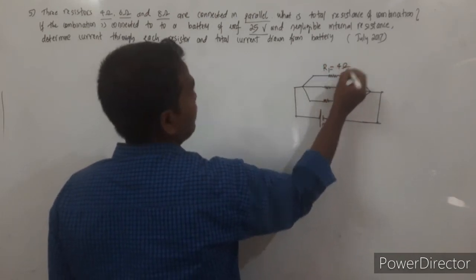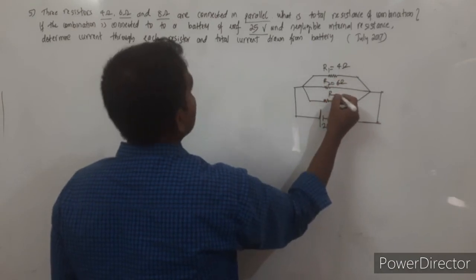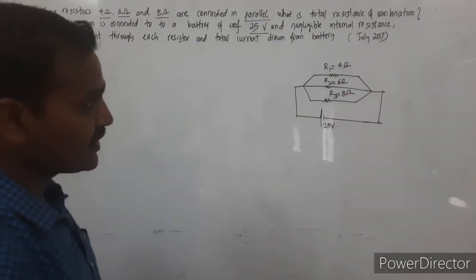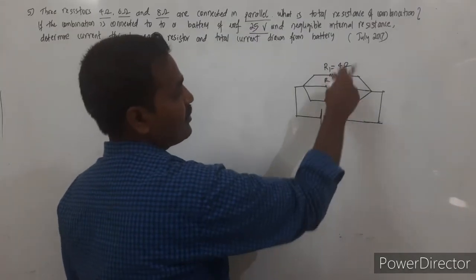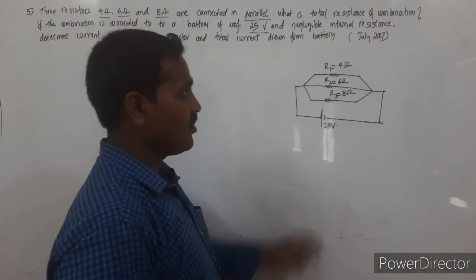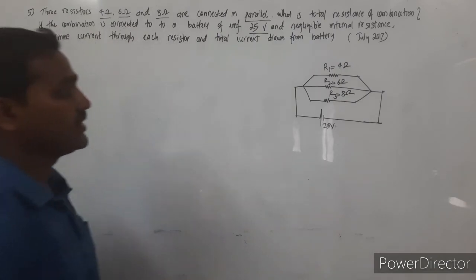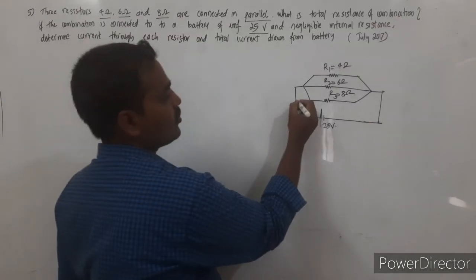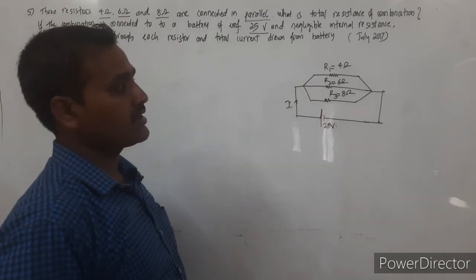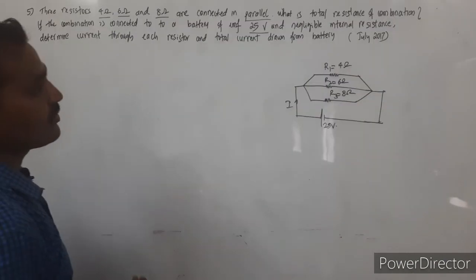R1 is equal to 4 ohm, R2 is equal to what? 6 ohm, and R3 is equal to what? 8 ohm. These are the values of the resistances given. First we have to find out the effective resistance of this parallel combination. All these are in a parallel combination. I have to find out Rp, then the total current, then we shall find out the currents through each resistor. Again, a simple problem for 5 marks.